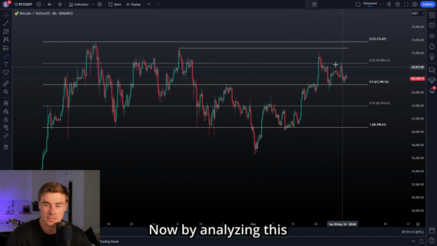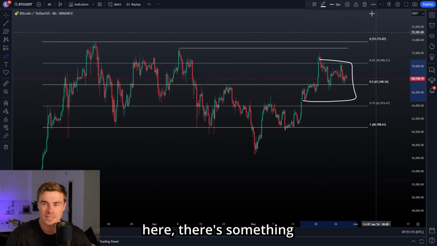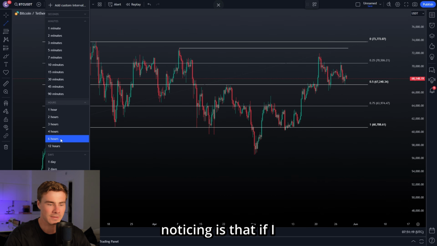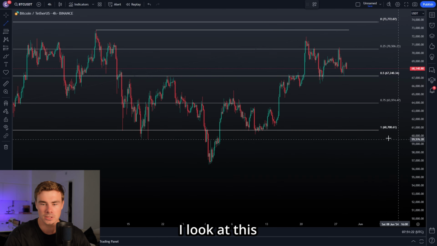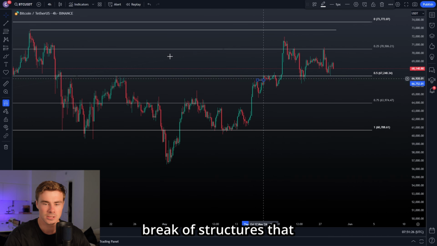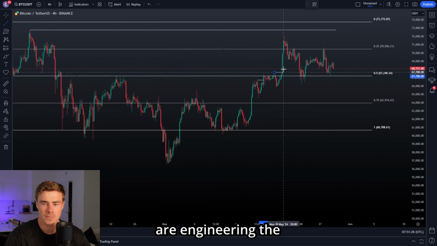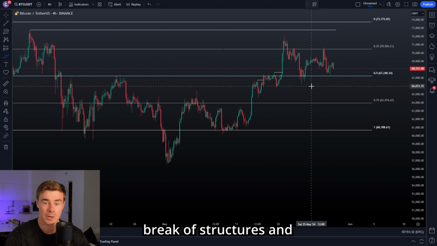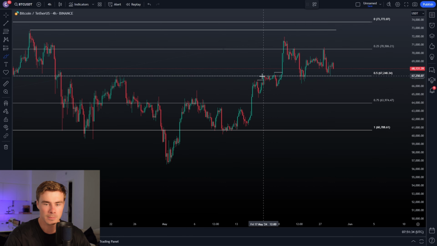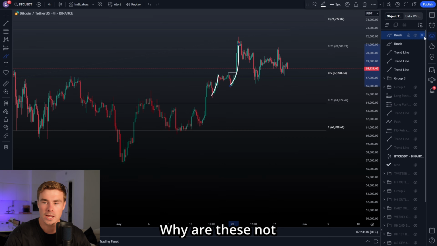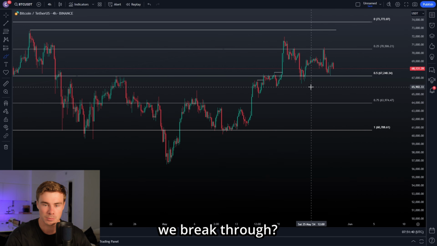Now, by analyzing this local structure over here, there's something interesting that I'm noticing. If I move to the 4-hourly time frame and look at this local structure, I see a lot of fake break of structures that are engineering liquidity to the downside. Why are these fake break of structures? Because we are not breaking through significant highs. Why are these not significant highs that we break through?